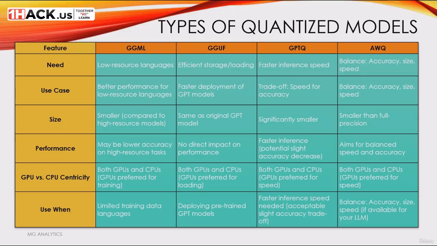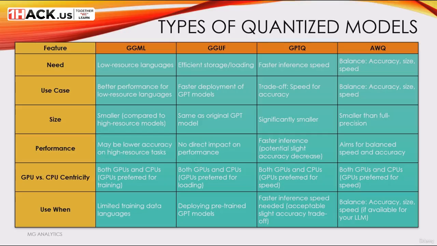So if you want to have something which is trained on a limited data set and trained on a smaller data set, less number of languages, and you don't want it to perform so many tasks, you want it to perform smaller number of tasks, then you can go with GGML. So this will not take much resources, but again the performance would be quite low.